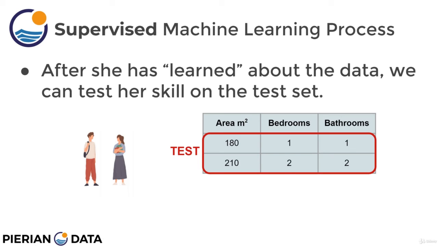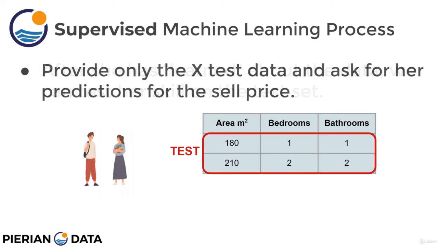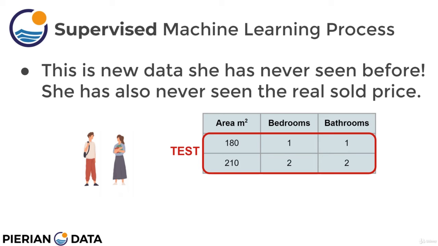But notice all we're going to do is feed her the features from the test set. So after she learned on the training set with both features and labels, what we can do then for this human algorithm is say, hey, here are some new features. What price do you think these houses should sell at? And so we provide only the X-test data and ask for the predictions on the sell price. This is new data that she has never seen before. And she has also never seen the real sold price here. So we know we don't have this issue of her possibly memorizing this data.